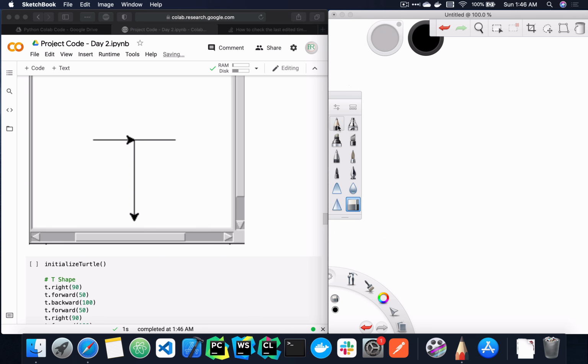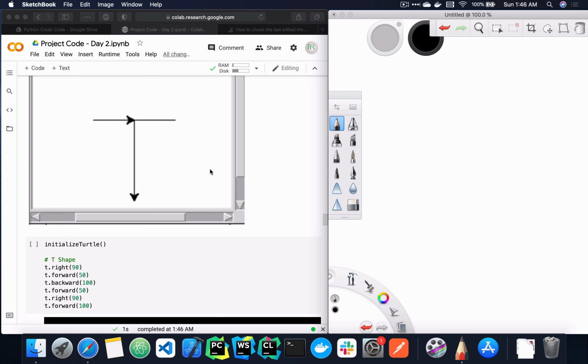Lastly, we have the T shape. The T shape is a little bit more challenging. First, because the turtle is always pointing vertically upwards at the beginning, we turn towards the right, 90 degrees clockwise. Now the turtle will point here. Then we move forward by 50 pixels, which is half of 100. So we'll move something like this.